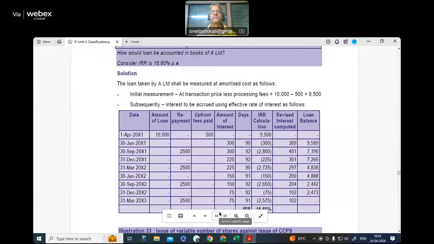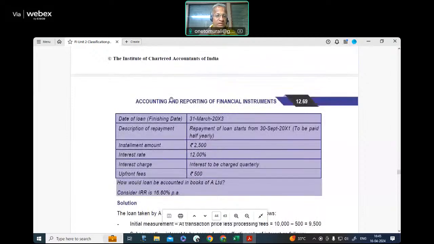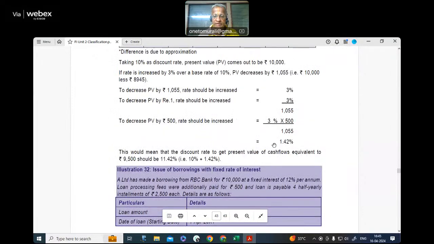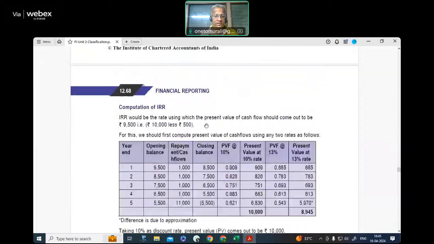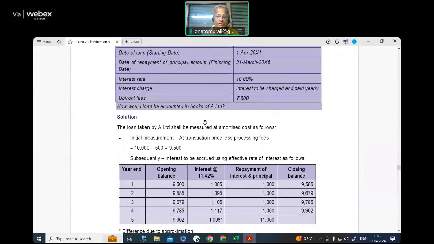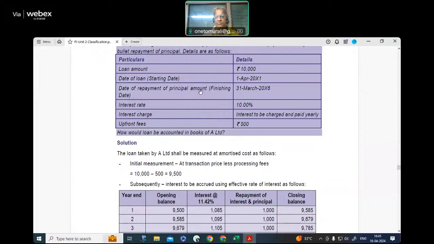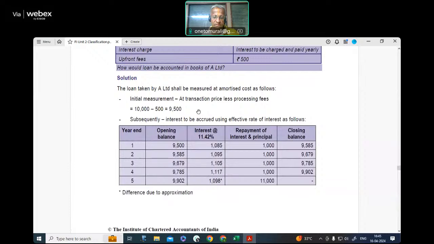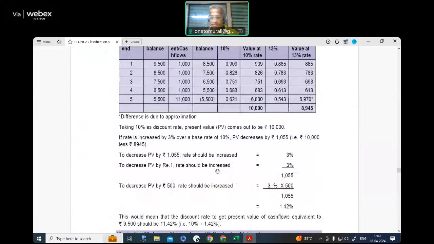No. See, the purpose in this discussion is how 16.6 is arrived at, because in the last problem, they have done 11.42. Actually, it was 11.37. See, it is an extension of the last problem only. It is exactly the same. That was for 5 years and this is for 2 years. Same thing.